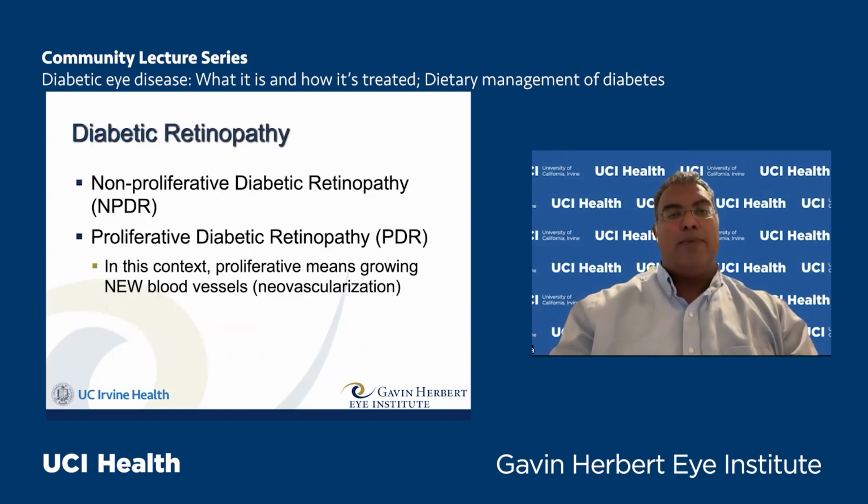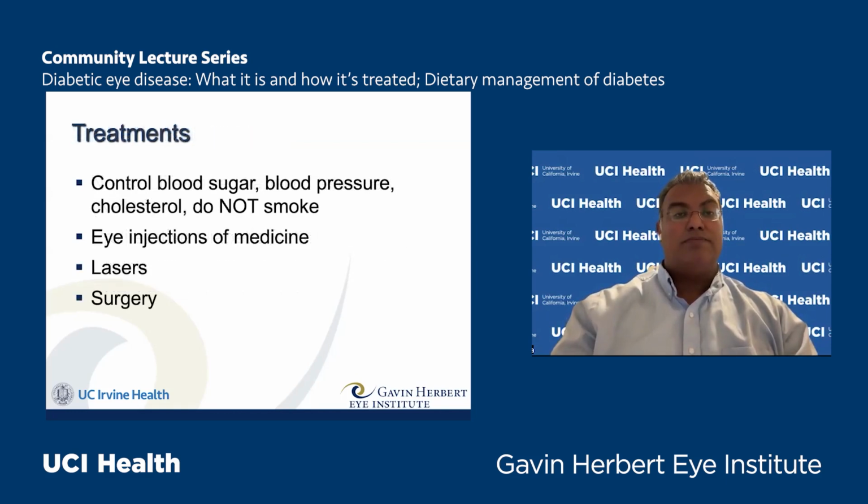Now, in diabetic retinopathy, we typically divide it into two different sections. There's non-proliferative diabetic retinopathy, or NPDR, and proliferative diabetic retinopathy, or PDR. In this context, proliferative means growing new blood vessels. We call this neovascularization. It's a long word that means new blood vessels. And so when you grow new blood vessels, like I mentioned, they bleed and they cause problems.